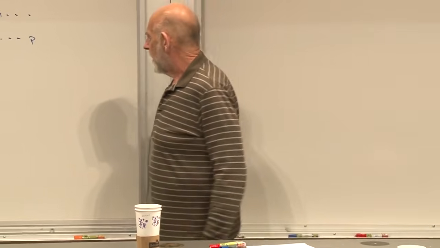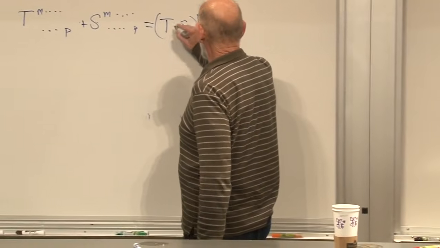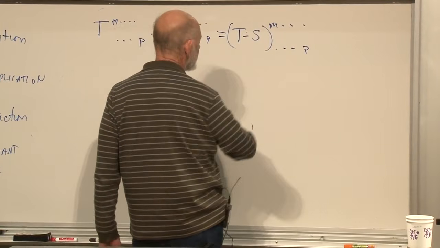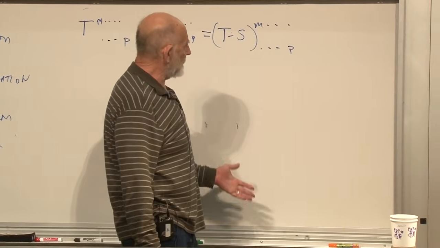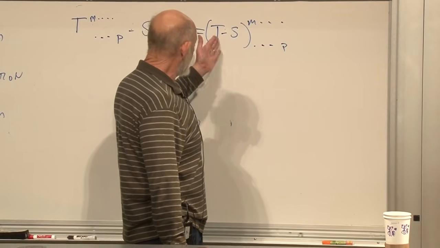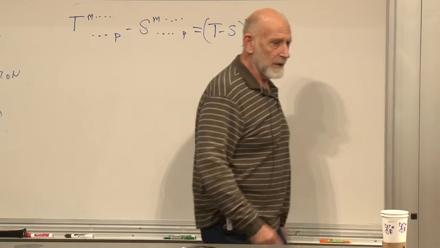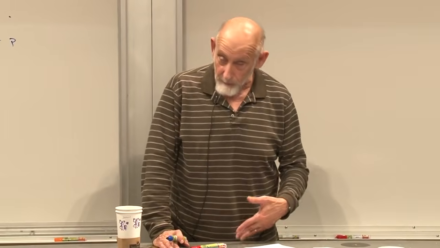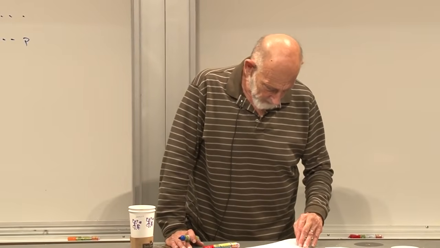You can do the same thing with minus, incidentally, no difference. Also, T minus S is a tensor. And this is the basis for saying that tensor equations are the same in every reference frame. T minus S equals 0 is a tensor equation. It's the equation that the tensor T minus S is equal to 0.